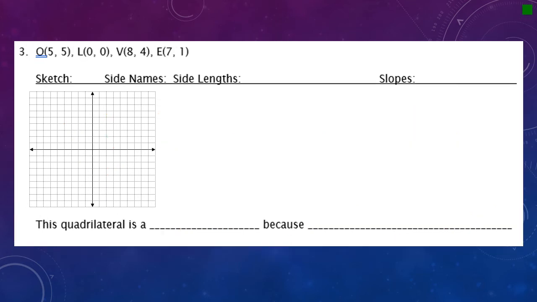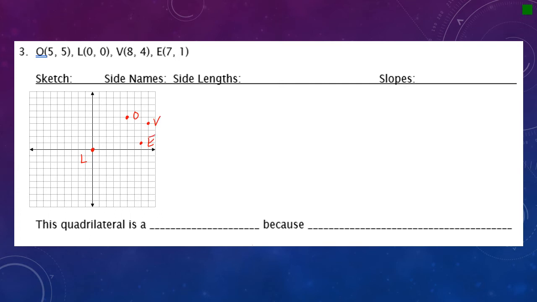All right, last one, and this one is tricky, and you'll see why when we plot these points here. So we're going to sketch. O is at 5, 5. L is at 0, 0. V is at 8, 4. E is at 7, 1.